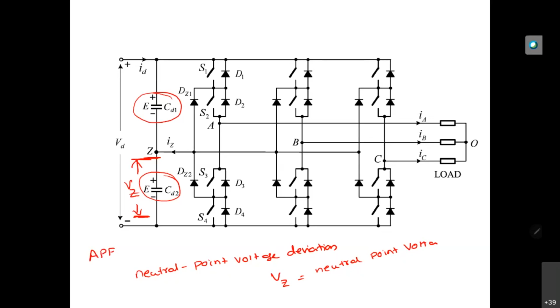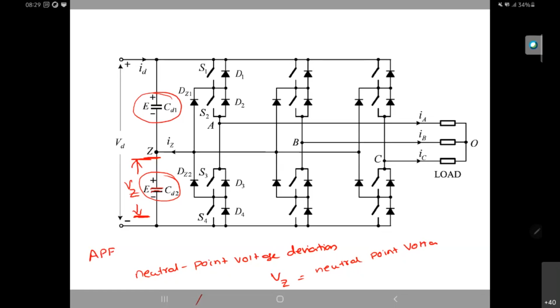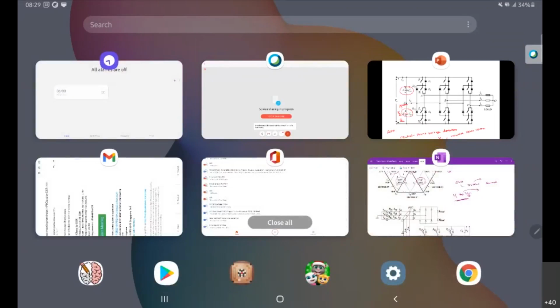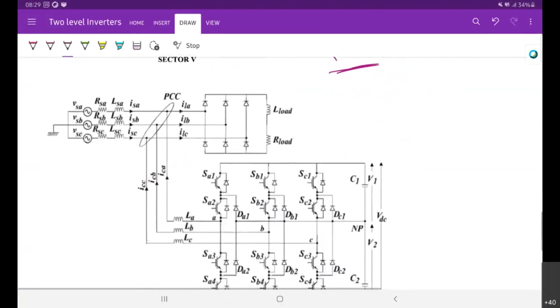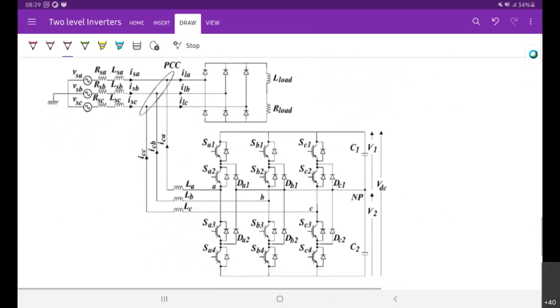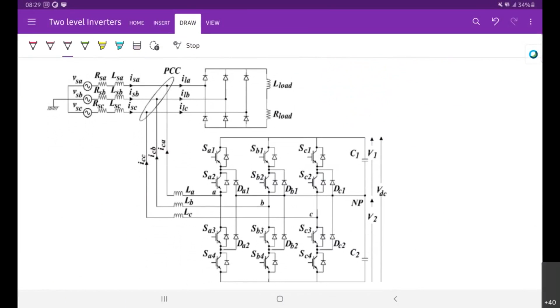But in some applications like an active power filter, a battery energy storage system, or some other applications, these are actually capacitors. That means these are replaced with capacitors. This is an example of an active power filter. Here we have the AC source and this non-linear load. The idea of this active power filter is to compensate the non-linear load.